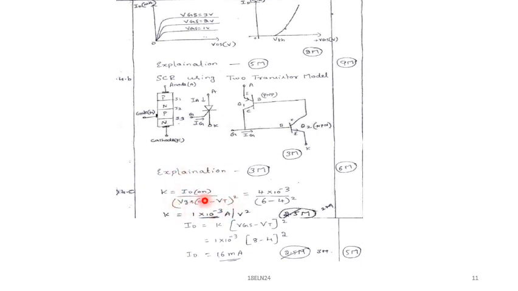The ID on is given, that is 4 into 10 to the power minus 3, 4 milliamps. And the VGS on minus VT, that is 6 minus 4 whole square. From this you will get K is equal to 1 into 10 to the power minus 3 per volt square. And then we substitute this and you'll get ID. The ID you'll get 60 milliamps. This is asked for 5 marks. So this calculation here, calculation of K is 2 and the calculation of ID is 3 marks. Total it is 5. So this is about the questions of module 1 and module 2.